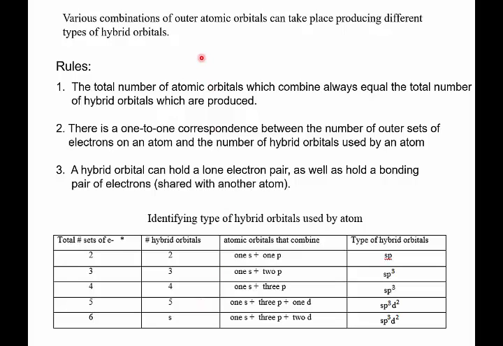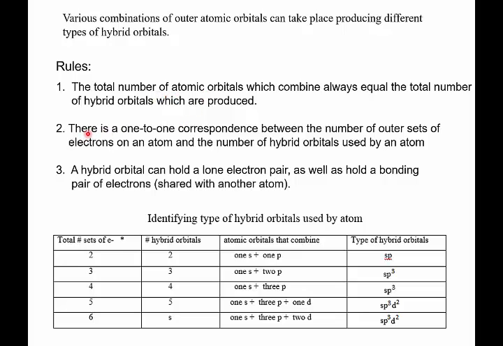There are various combinations of outer atomic orbitals that take place, producing different types of hybrid orbitals for different central atoms and different molecules. Here are some basic rules that the atoms follow. First, the total number of atomic orbitals which combine always equals the total number of hybrid orbitals that are produced. Think about that now. Before, we needed to make 2 hybrid orbitals, and indeed we combined 2 atomic orbitals. We combined an s and a p to make 2 new hybrid orbitals called sp hybrid orbitals.